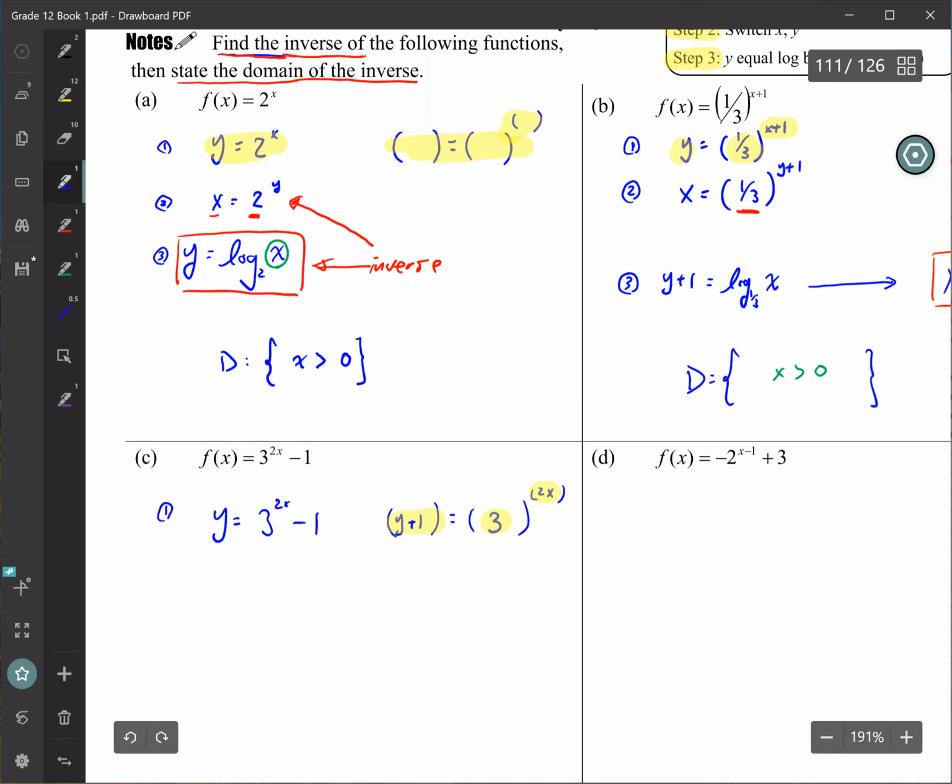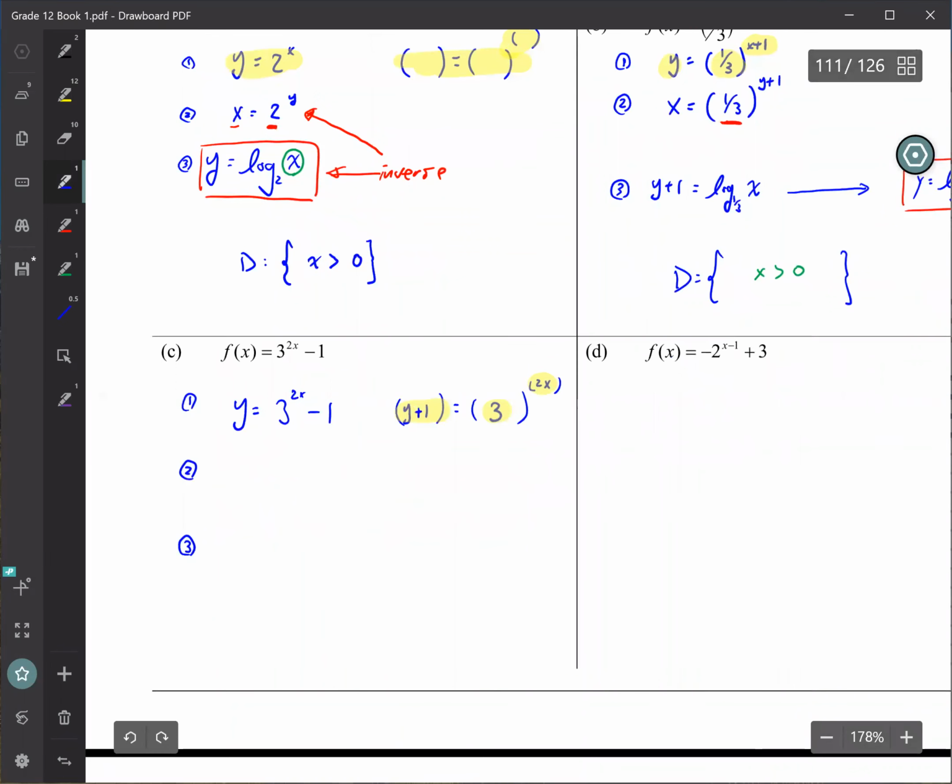Thank you, Eric. Okay, so I'll let you take over from here to finish step 2 and then isolate y. Okay, so when you finish the answer, please raise your hand.